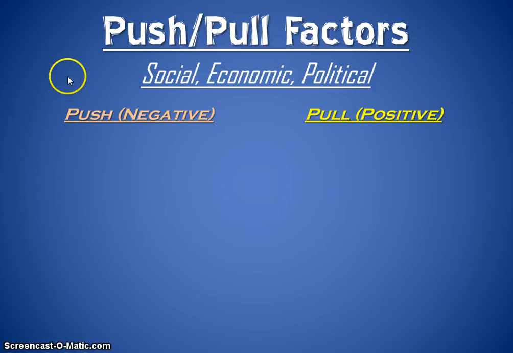So to start off, we're going to take a look at push and pull factors. Have you ever heard of that before? You may have in other classes, but these are reasons why people leave their homes and decide to go settle somewhere else. And there are social, economic, and political push or pull factors. They're opposite. A push factor is always a negative.